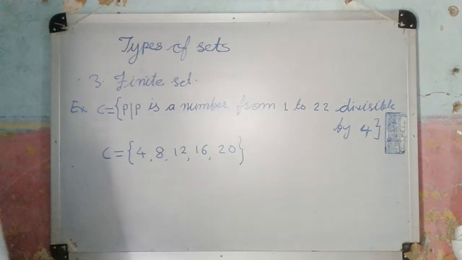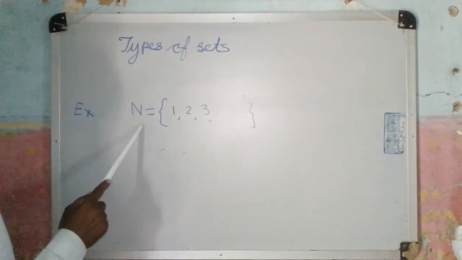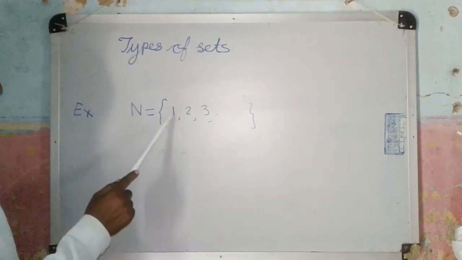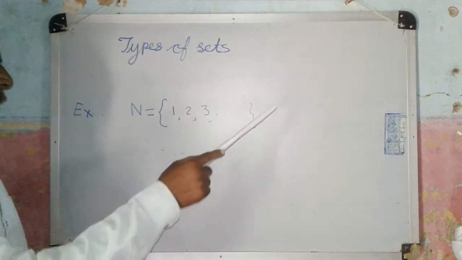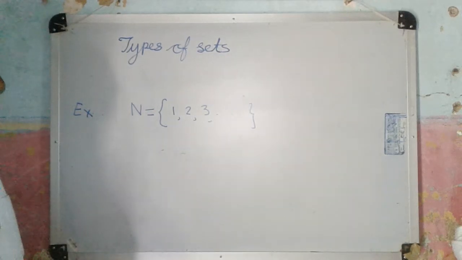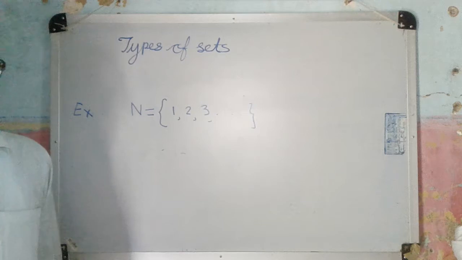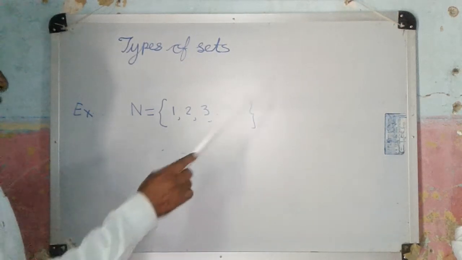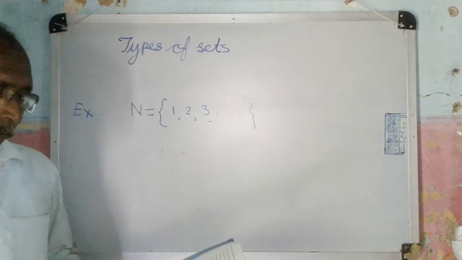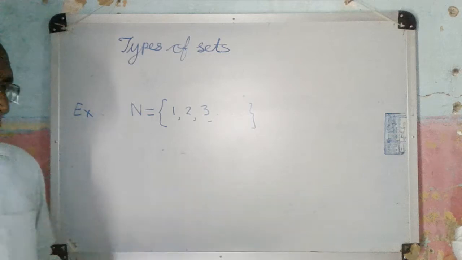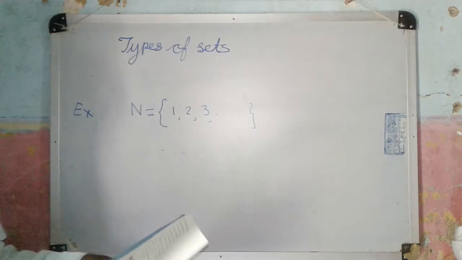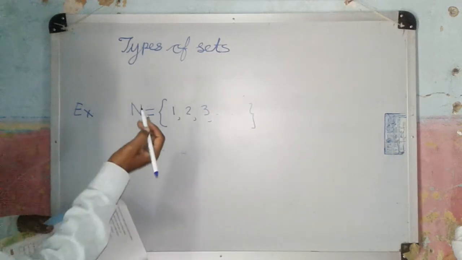Now, the next example is the set of natural numbers. And the elements are 1, 2, 3, 4, 5, 6 and so on. So these numbers are infinite. We cannot tell the last element here. So such a type of set is known as an infinite set. This is another type of set.